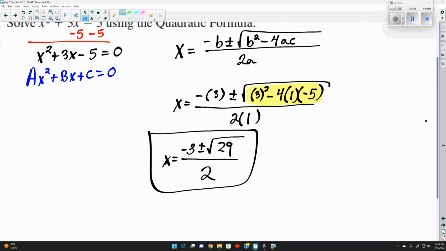Okay, so I thought we were going to have to plug it in. Nope, that's it. Now, if it does work out that there's a common factor among all 3 spots, the negative 3, the square root, and the denominator, if they have a common term in all 3, we'll need to simplify or reduce that. If they don't, that's our answer. Questions on this here?